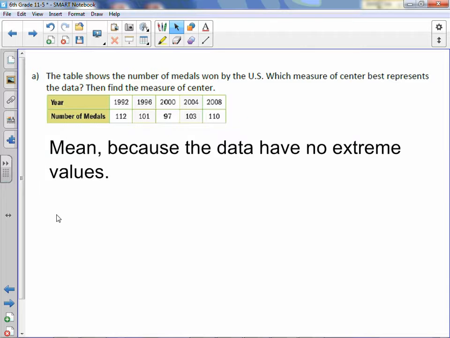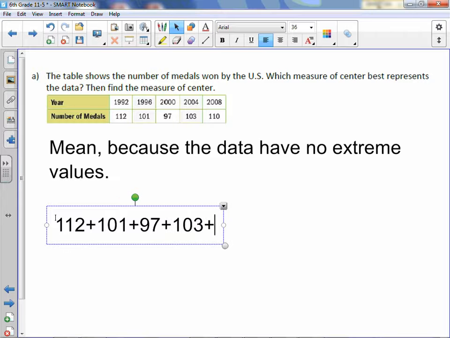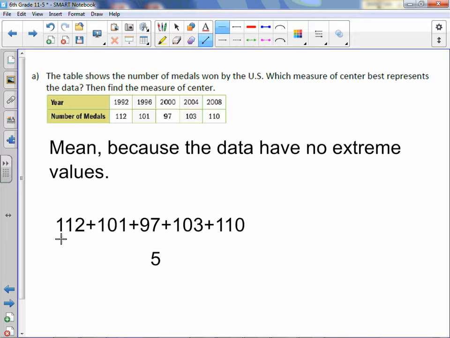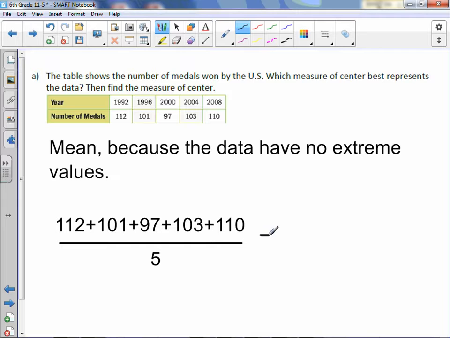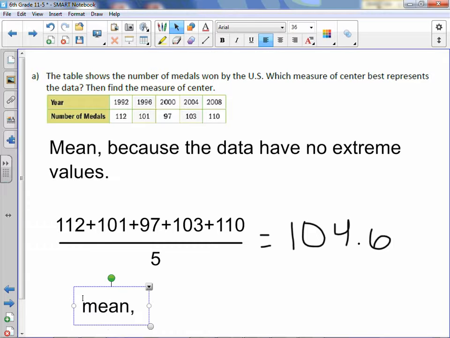Now let's go ahead and find the mean. 112 plus 101 plus 97 plus 103 plus 110 divided by 5 values. And the mean is 104.6. So our answer here is mean, and we're talking about medals, so I'm going to round the mean to 105 medals.